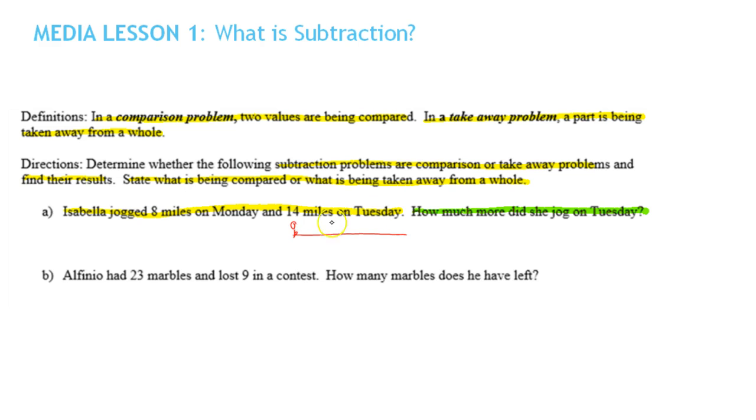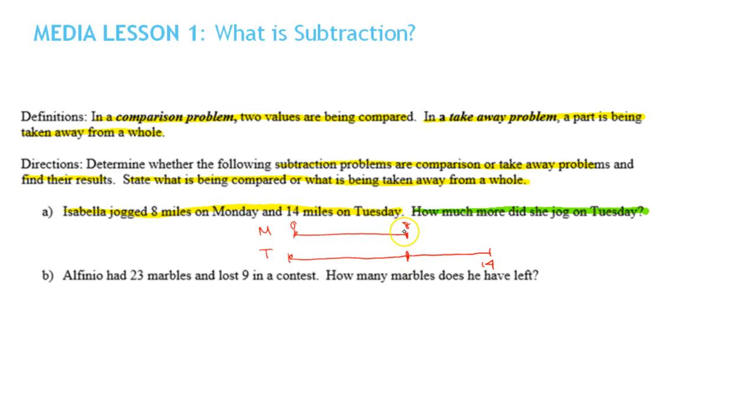She jogged 8 miles, and let's say this is 0 and this is 8. So this would be Monday, and on Tuesday she went from 0 all the way to 14. And 8 looks like it would be somewhere around there. Notice on Tuesday she jogged more. That was in the question, and we want to know how much more.